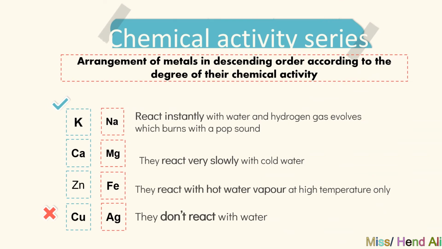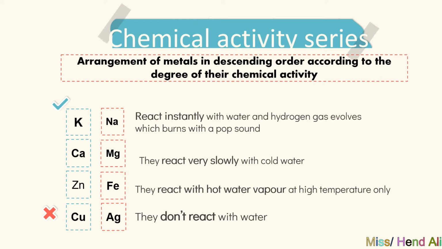Let's talk about the chemical activity series. What is meant by chemical activity series? It is the arrangement of metals in descending order, according to the degree of their chemical activity. It starts with potassium and sodium, which both react immediately with water. And what will we notice? We will notice that hydrogen gas evolves, which burns with a pop sound.